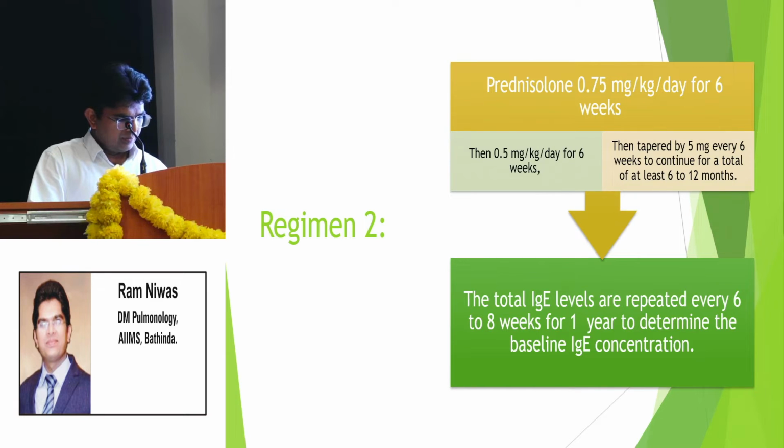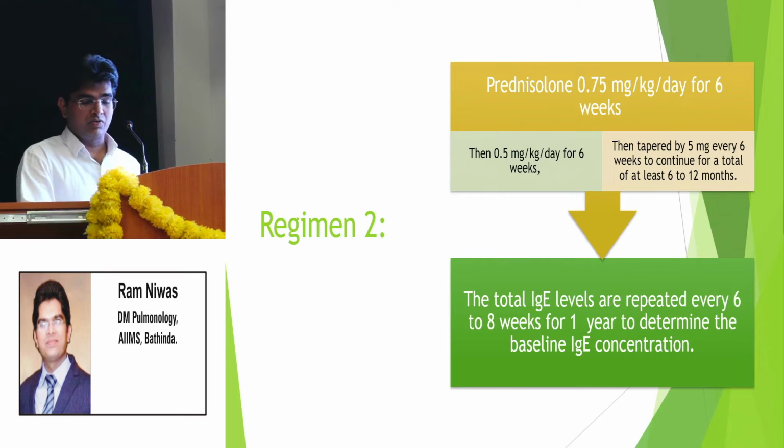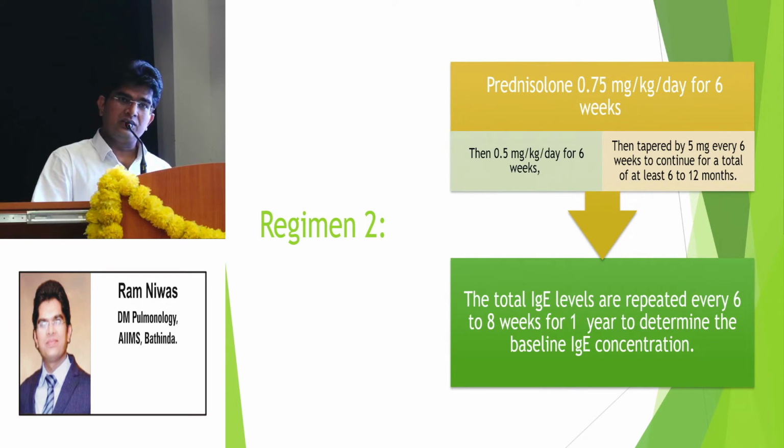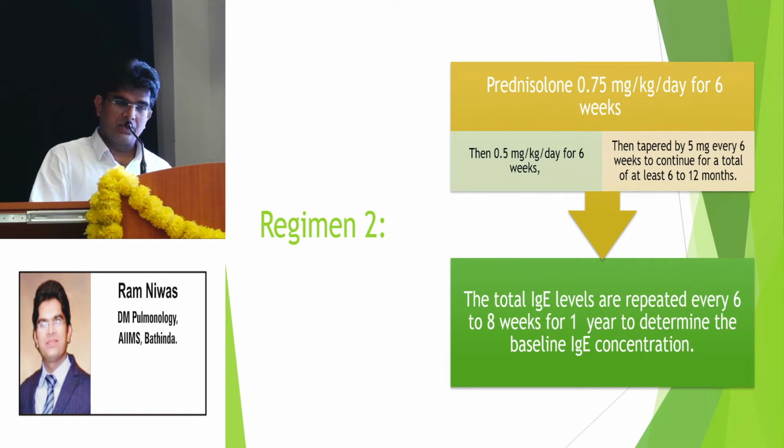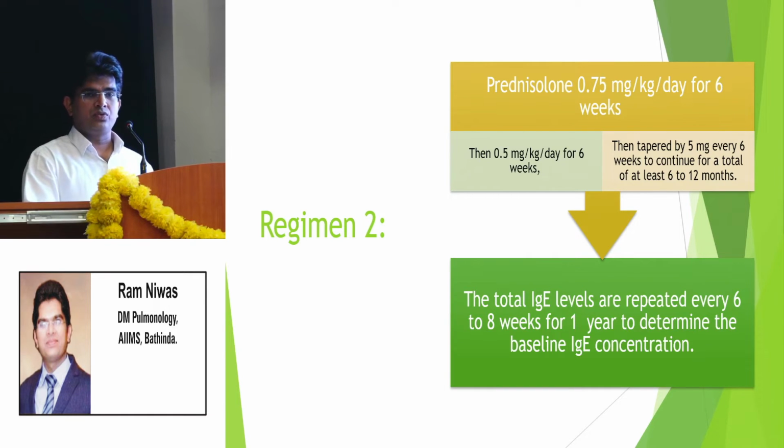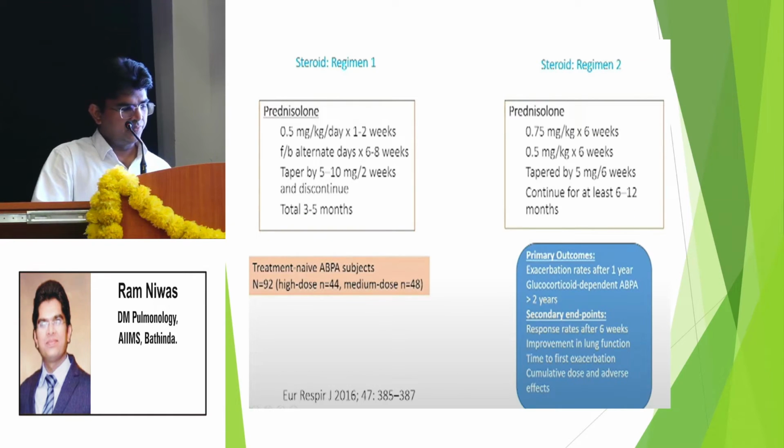This is regimen 2. In regimen 2 we give prednisolone 0.75 mg per kg per day for 6 weeks, then 0.5 mg per kg for the next 6 weeks, and then we can taper down 5 mg per 6 weeks and discontinue after 6 to 12 months. And we should also do serum IgE level every 6 to 8 weeks to see the clinical response.